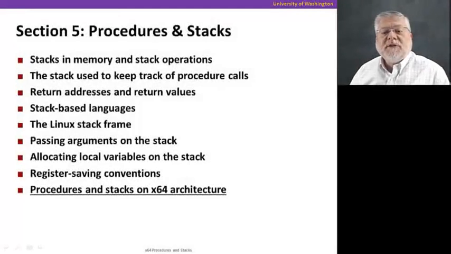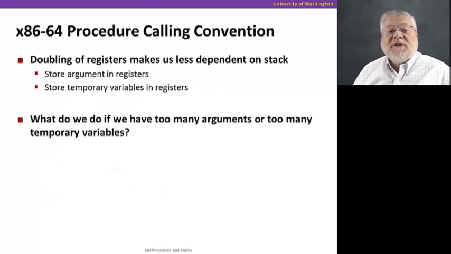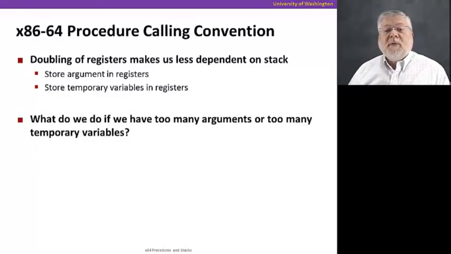Before we close this section on procedures and stacks, let's talk about how things change when we go to the 64-bit architectures popular today. The calling convention in x86 64-bit architectures is a little different, and that's because of the doubling of the number of general purpose registers. There are so many more registers available on the 64-bit architectures that we can decrease our use of the stack and make better use of the registers.